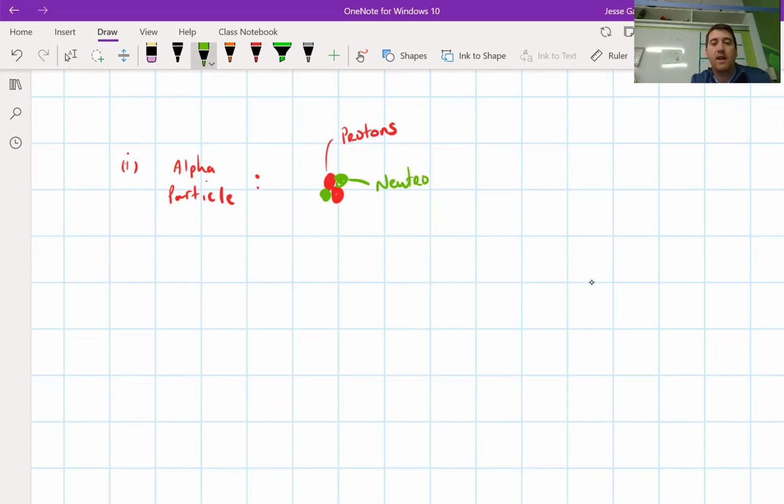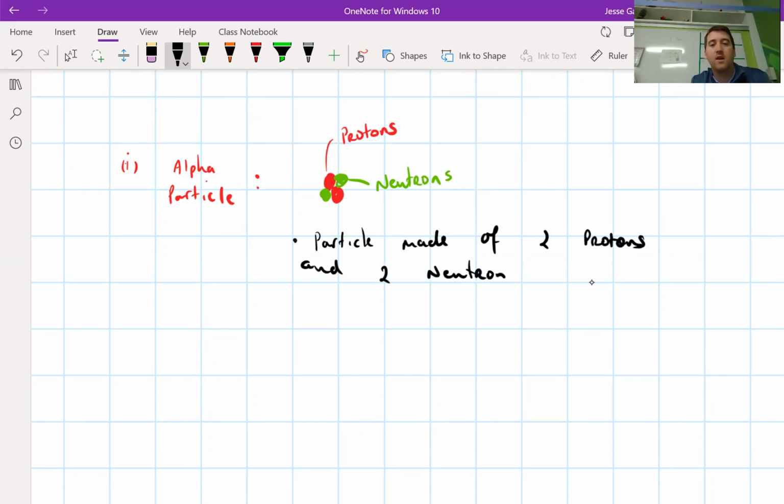There are no electrons in an alpha particle, and this is why you may have learned that it's positively charged, because there are 2 protons which are positive, and there are no electrons to balance that out. Essentially, this is the same as the nucleus of a helium atom, 2 protons and 2 neutrons. So that's what people may describe it as. When you draw it, it's always a good idea to explain underneath what it is. It's a particle made of 2 protons and 2 neutrons. Or some people, you may have learned it like this: it's a helium nucleus.